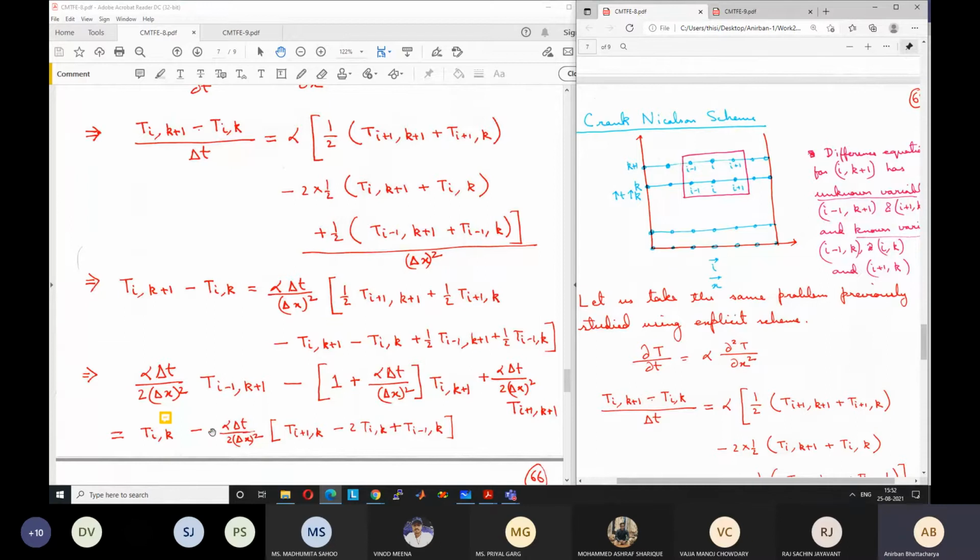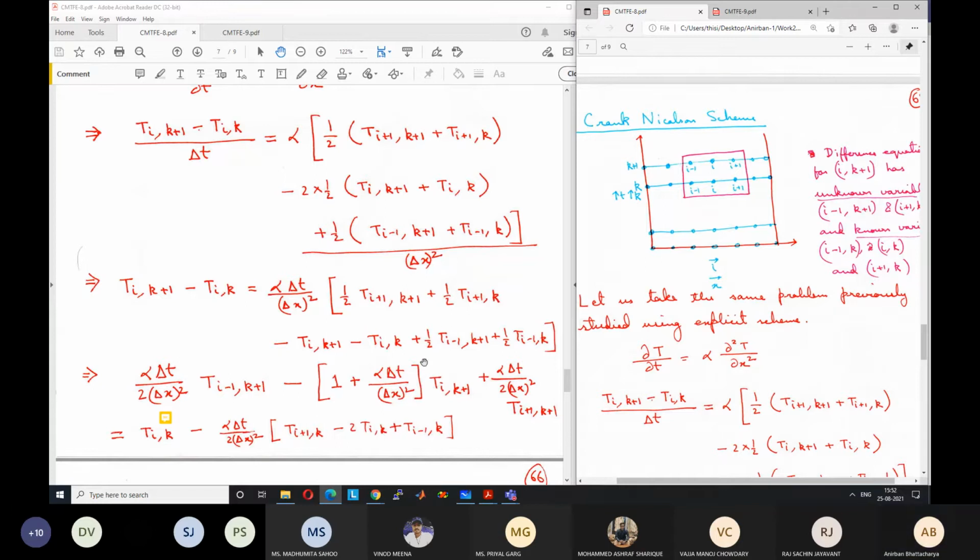So on the right hand side, we have all the terms for the old time step, which we can take to the left side. These are all the terms which we have taken to the left side. Within the bracket we have alpha delta t by 2 delta x square, times 2, because of this T i plus 1 k. The negative sign is because we have taken this term to the left hand side.